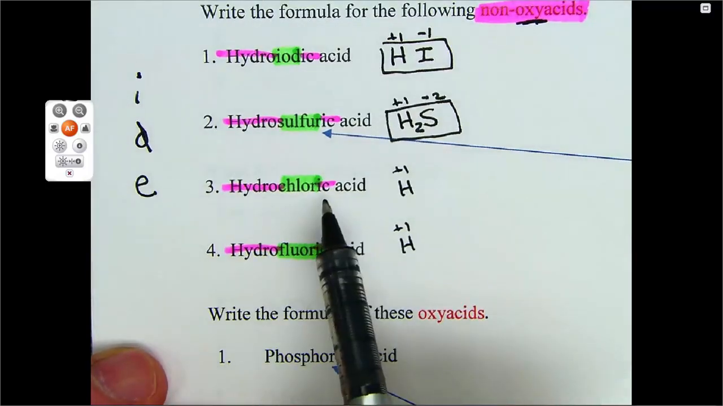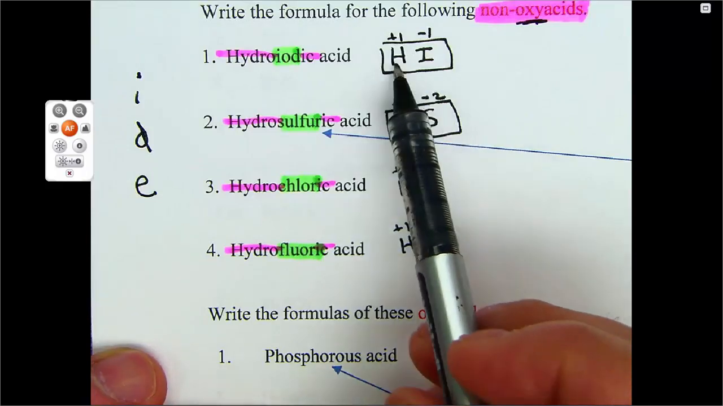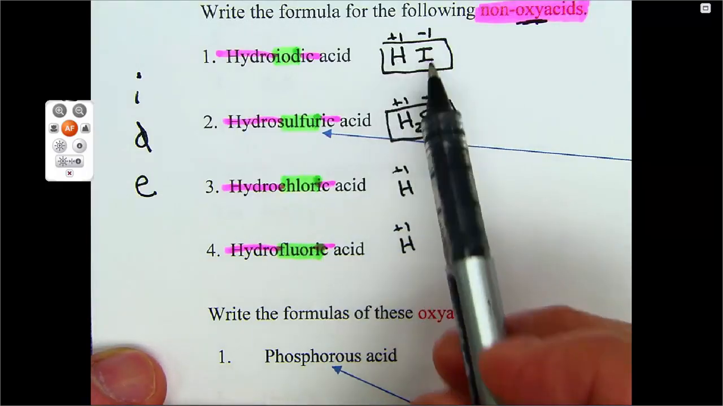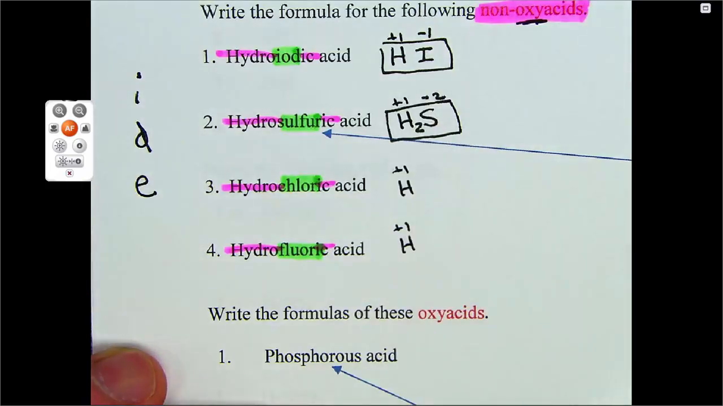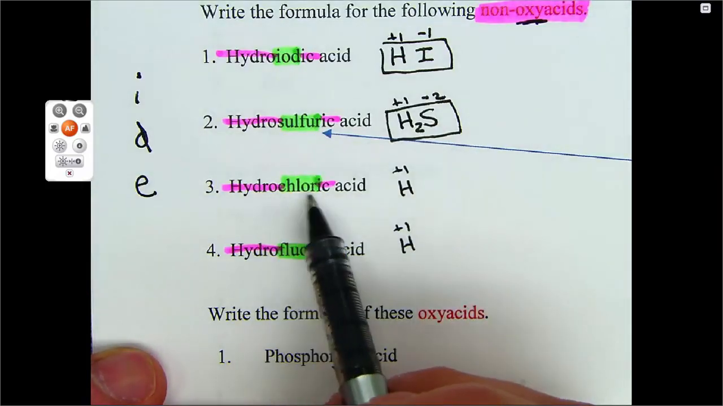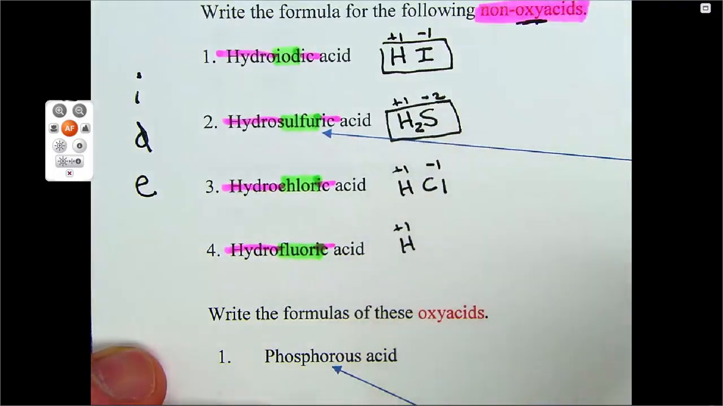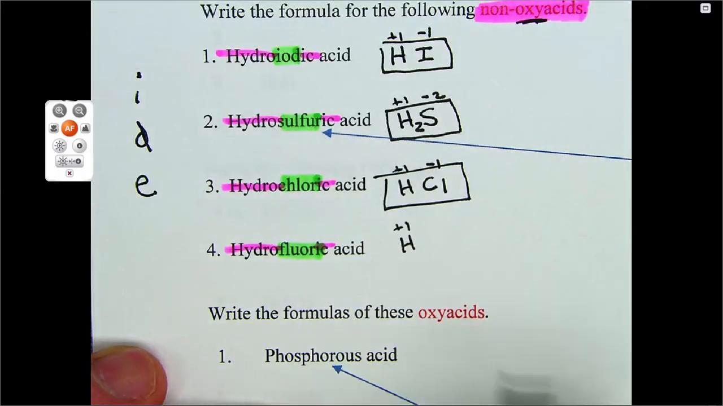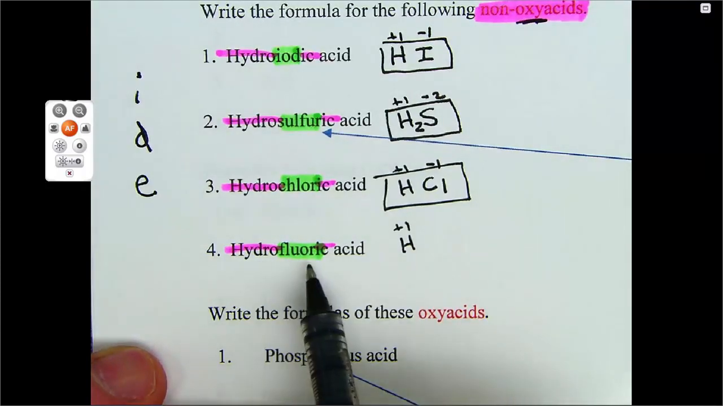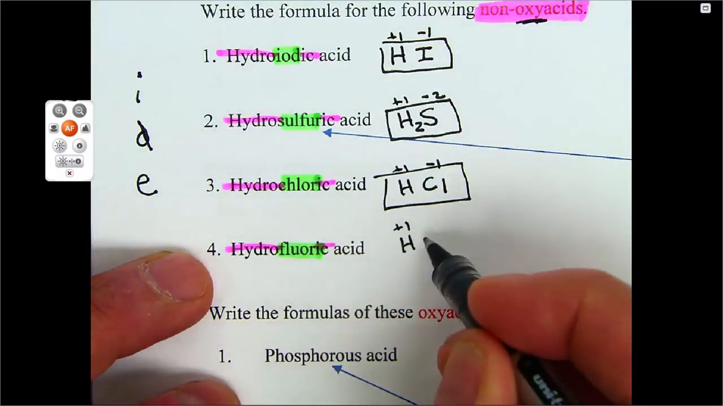Hydrochloric acid. And by the way, if we did this previously, this is the same as hydrogen iodide. This is the same as hydrogen sulfide, same compound. This would be hydrogen chloride, Cl-1. Done. This is same as hydrogen fluoride.